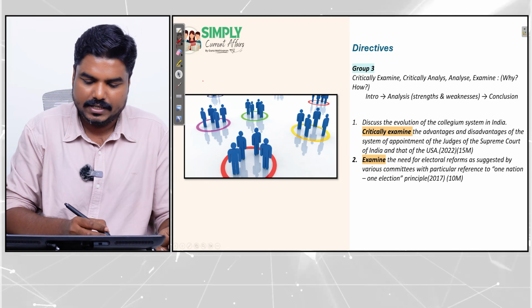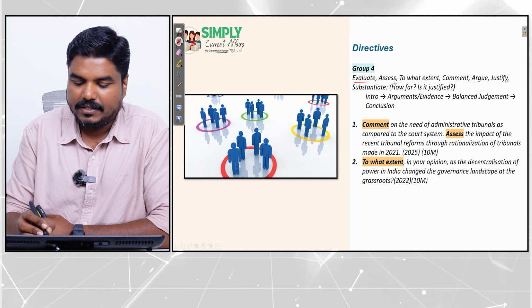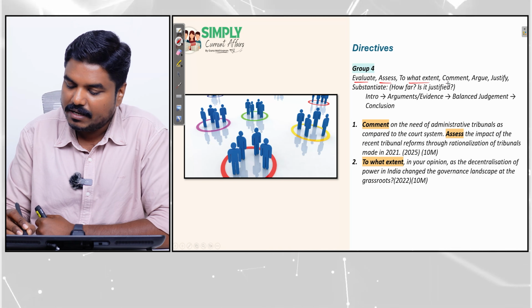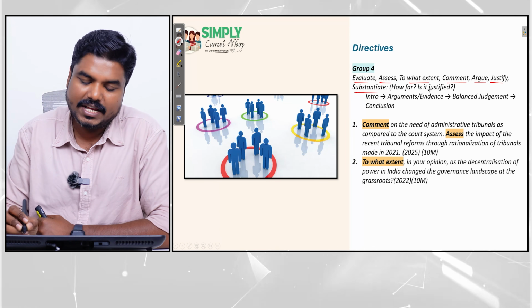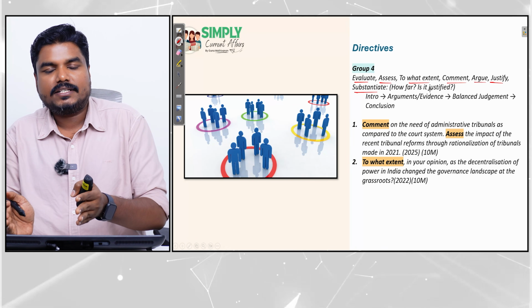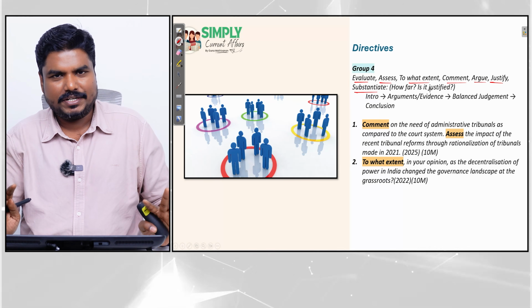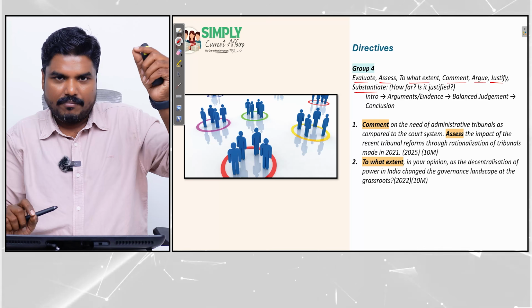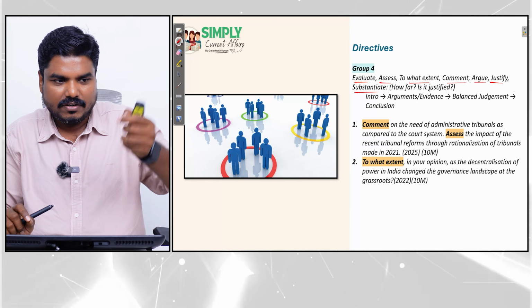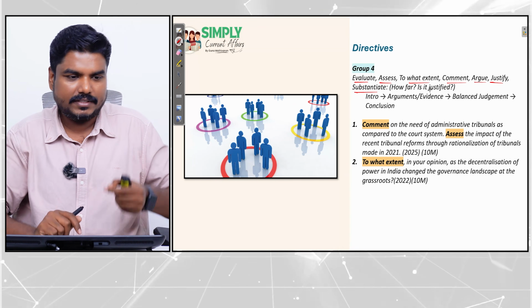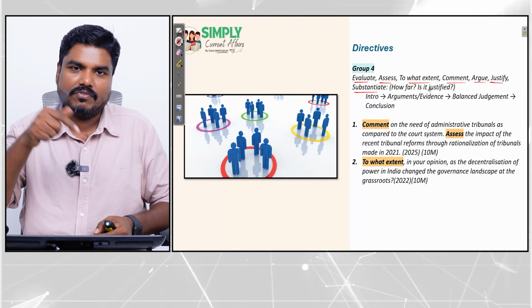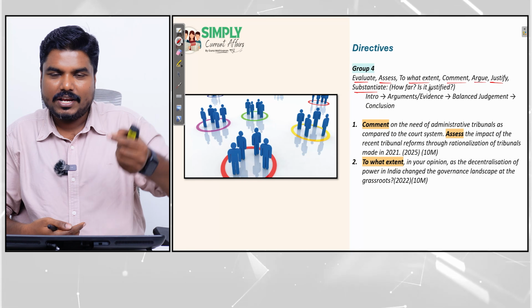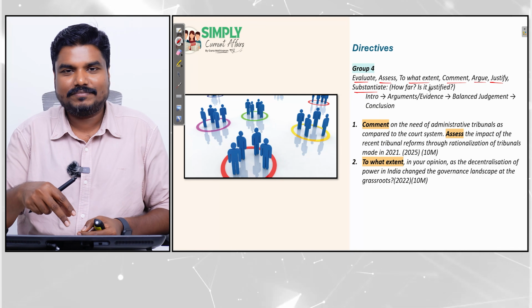Okay, we'll move on to group 4. Evaluate, assess, to what extent, comment, argue, justify, substantiate. How to understand this, sir? Think of a paper evaluation. So now I am evaluating a paper. After evaluating, I will get to know because of these reasons I am giving you 4 marks. Because of these reasons I am giving you 5 marks. So I evaluate and I arrive at a conclusion.